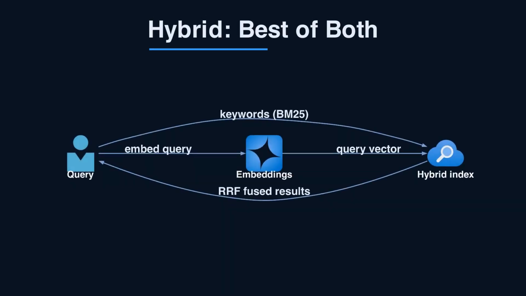Hybrid search runs BM25 and vector search in parallel against the same index, then merges the two ranked lists using Reciprocal Rank Fusion, RRF. RRF doesn't compare raw scores. It combines each document's rank position from both lists, which sidesteps the problem that BM25 scores and cosine similarity aren't on the same scale. The result? You catch exact matches and semantic matches in one query. Microsoft's own benchmarks show hybrid plus semantic ranking consistently outperforms either mode alone. For most RAG workloads, hybrid is the sensible default.